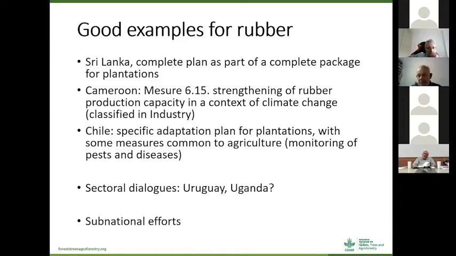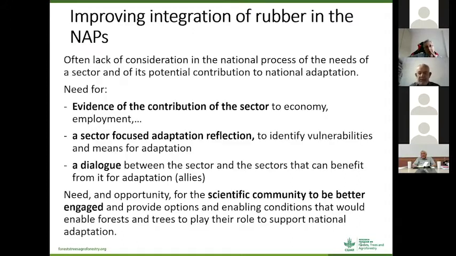And finally, an important point, linking also with the presentation of Amy this morning, is that many national adaptation plans also give place to subnational efforts. So there are things to be done at landscape level.